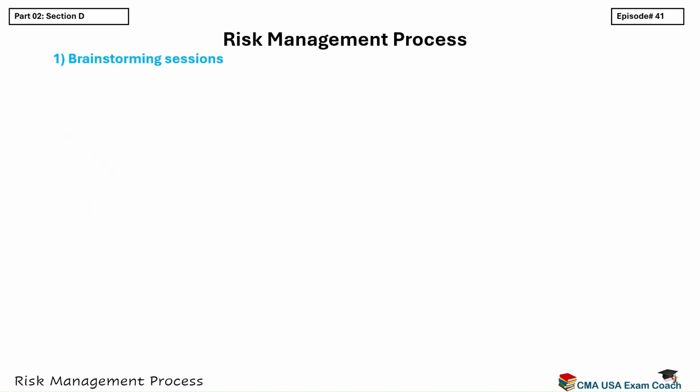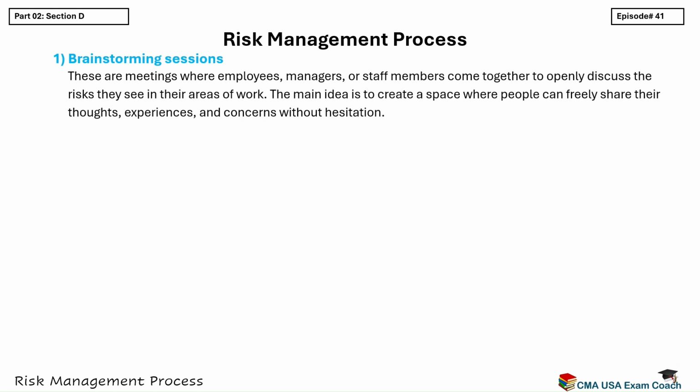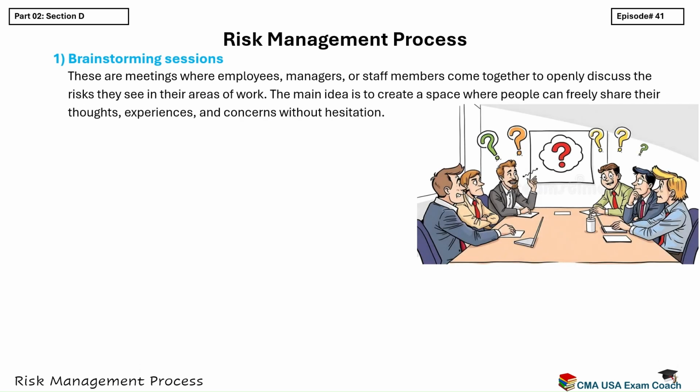The first technique is brainstorming sessions. These are meetings where employees, managers, or staff members come together to openly discuss the risks they see in their areas of work. The main idea is to create a space where people can freely share their thoughts, experiences, and concerns without hesitation. During brainstorming, every idea is noted down, even if it looks small or less important, because sometimes even a small observation can reveal a big risk.